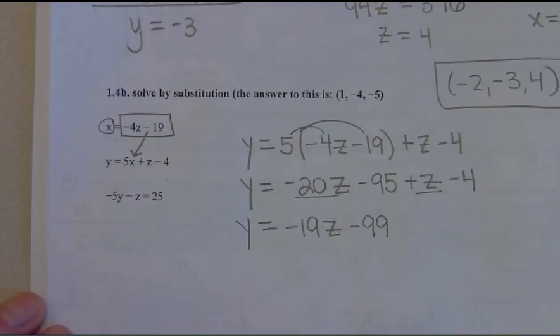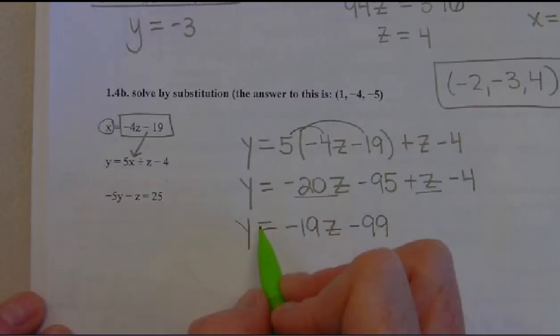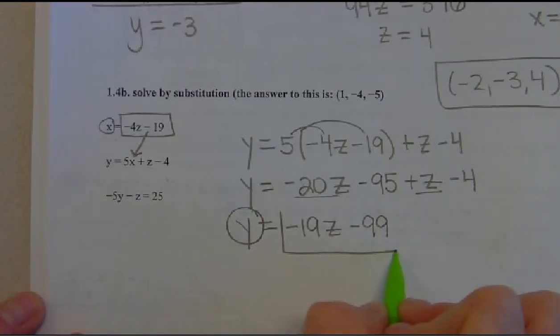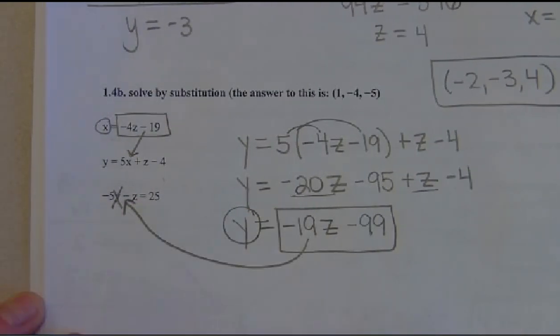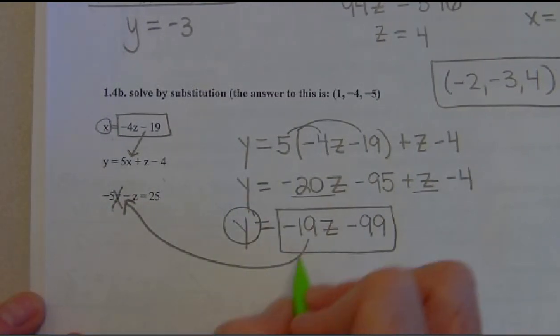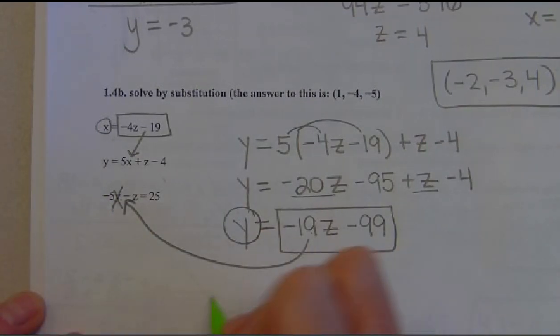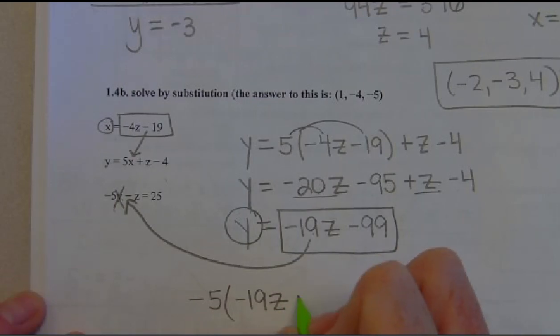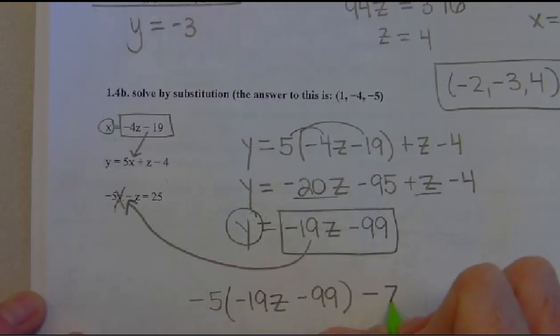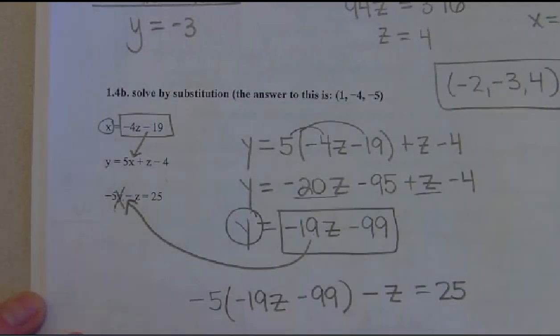So once I have that, I am then going to have y alone. Once I have y alone, I can replace this y with that right in that equation. So I'm going to substitute this in for y. So I have negative 5, negative 19z minus 99, minus z equals 25.